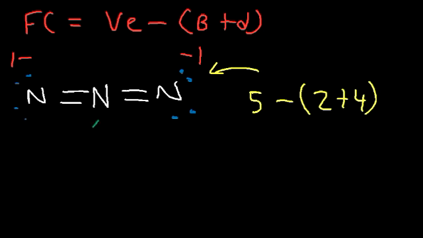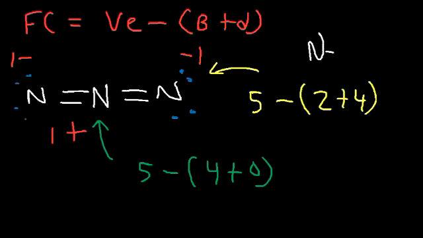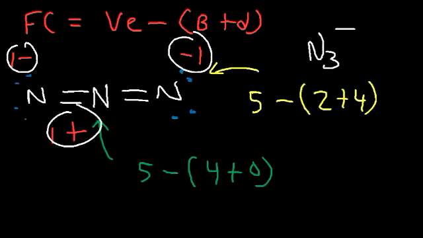Now what about the nitrogen in the middle? It has 5 valence electrons, 4 bonds, no dots. So it has a charge of +1. The azide ion is N3-. If you add up all the formal charges, the net charge is equal to -1.